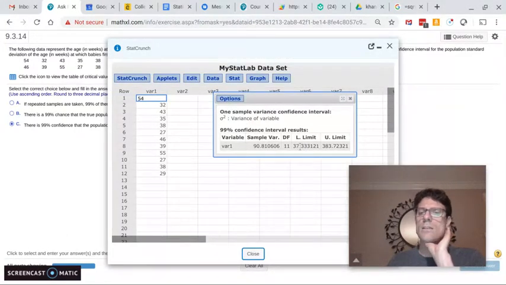If I take the lower limit, square root it, and round to 3 places, which they ask for, I get 6.11. If I take the upper number, square root it, and round to 3 decimal places, I get 19.589.